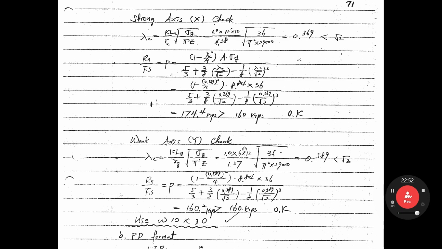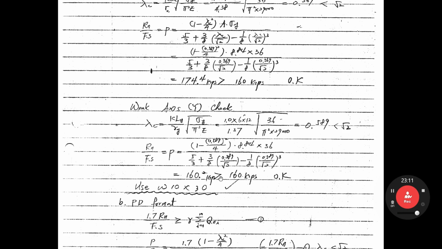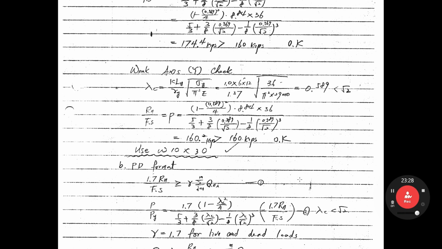Okay, that's 6 feet. The square root is 0.589, less than square root 2. That means inelastic column, so we have to use this equation, with a value slightly greater than the applied load. So we can use wide flange W10 by 30. Let's look at the PD format.